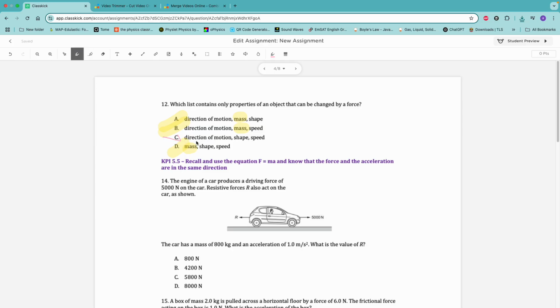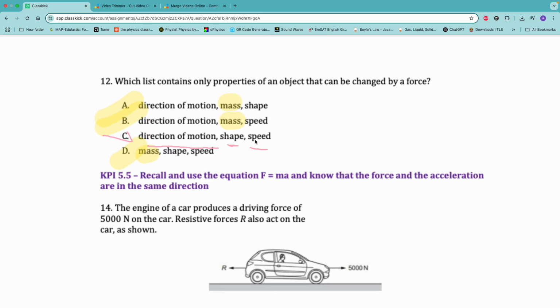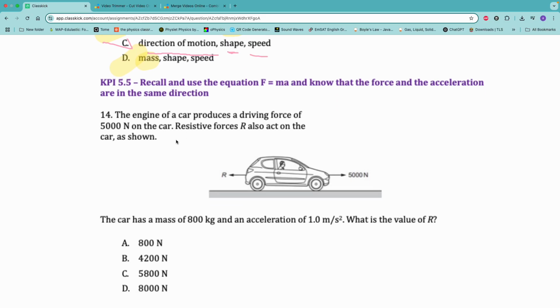Force is able to change direction of motion, shape by squeezing or applying force on an object, and of course the speed, either by speeding up or slowing down. Going to question 14.